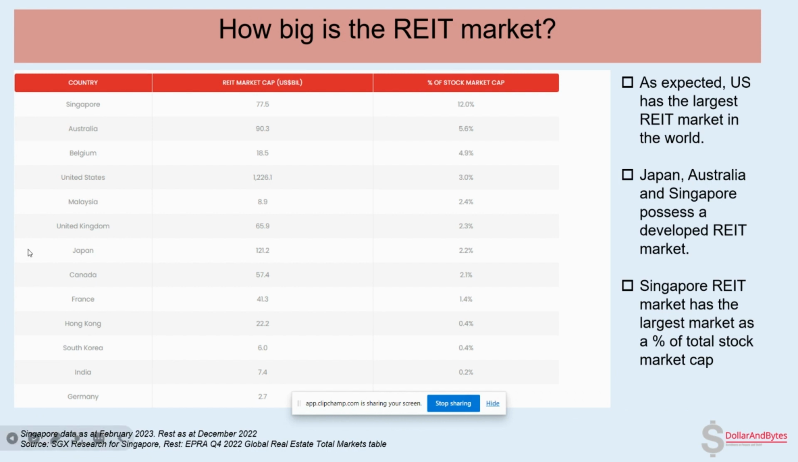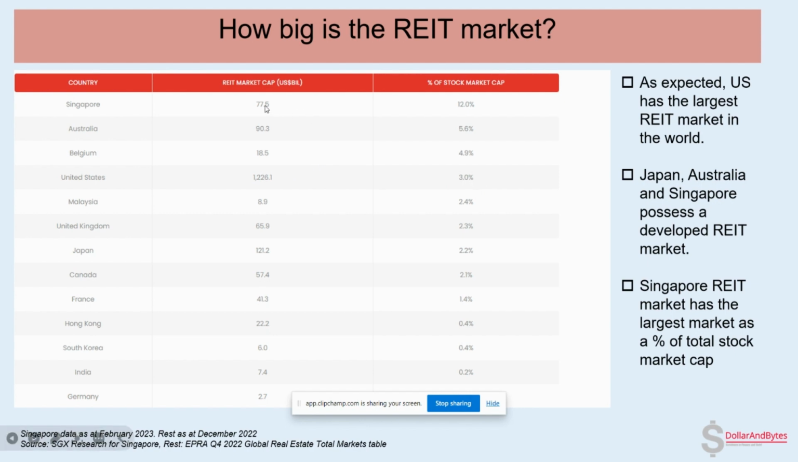So you see, not every country has a well-established REIT market. As expected, the US has the biggest REIT market in the world, close to $1.2 trillion. But one key thing to notice is that because the US is the largest stock market in the world, as a percentage of the total stock market, it is only 3%.